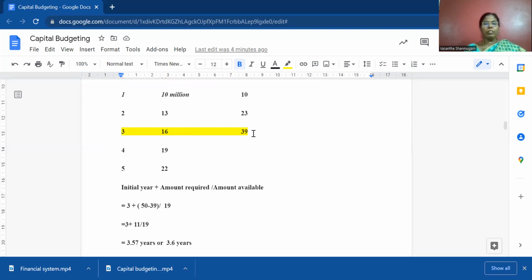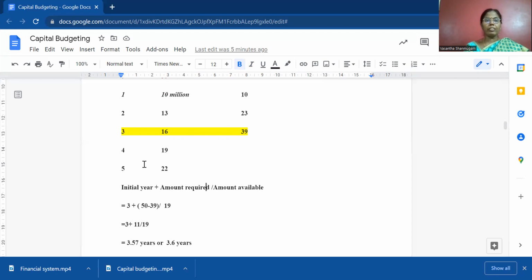39 we got it, but we require 50. So 50 minus 39 we are getting 11, divided by amount available. But actually, in the next year how much amount is available? That is 19. This is the formula: amount available in the next year. So initial year plus amount required. Amount required is nothing but 50 minus 39, because 39 we got it.